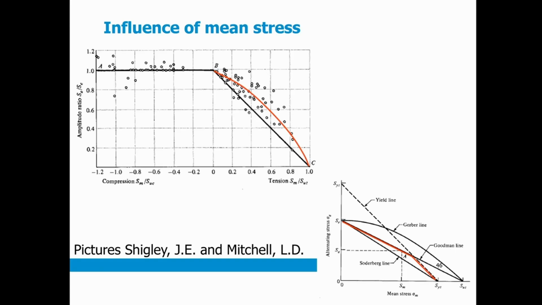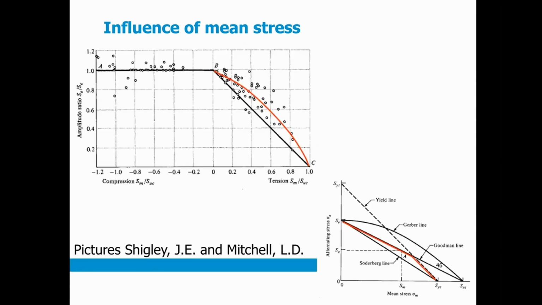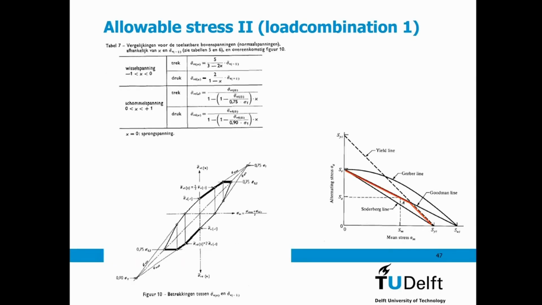So since we have this effect of the difference between the maximum and the minimum stress, you can also make this difference on the influence on the average stress. So how does that turn into the curves they use in lifting appliances?